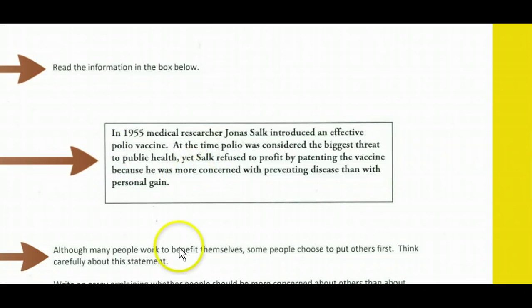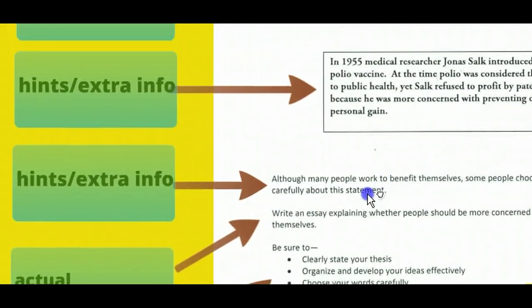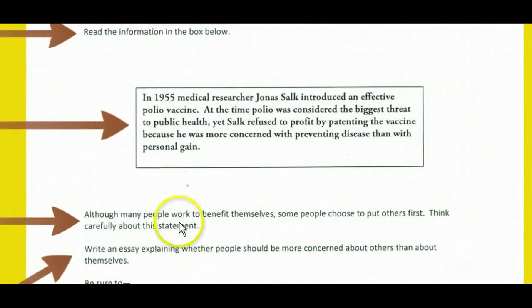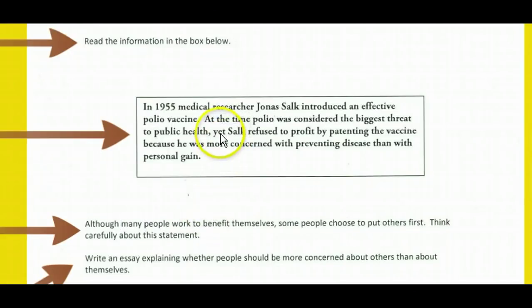Also, we have another hint and extra info. After the box, it gives you another hint. Although many people work to benefit themselves, some people choose to put others first. Think carefully about this statement. Again, another hint. These 2 are just hints. If you try to write an essay just based off of these 2 things, you will not be writing the correct essay.